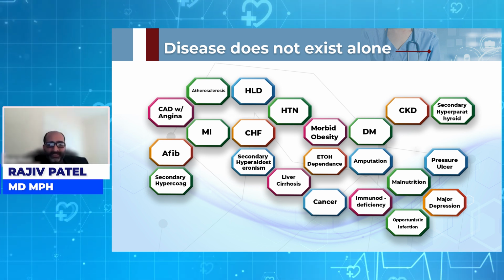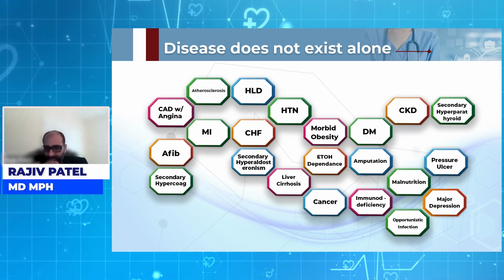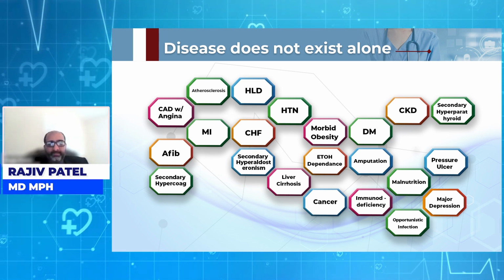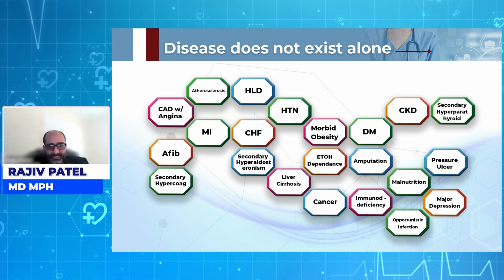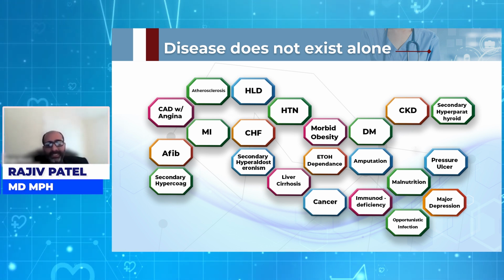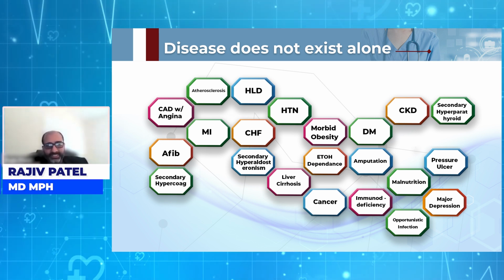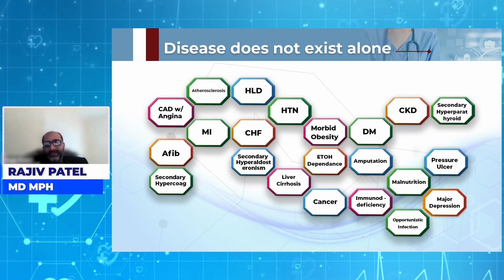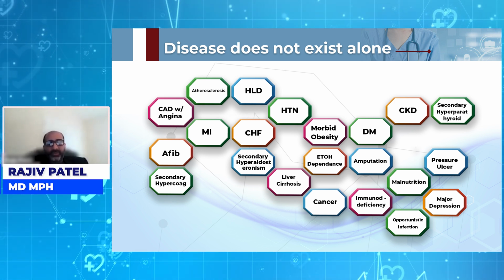So the point of this is to get you to start thinking. Anytime you see a patient, if they have morbid obesity, I should be evaluating for all of these diseases. If a patient has hypertension, I should be evaluating for all of these diseases. If a patient has heart failure, I should be evaluating for all of these conditions. The idea behind this slide is just to help us remember that disease is not alone. Disease is there, and patients usually don't even know what they have going on.